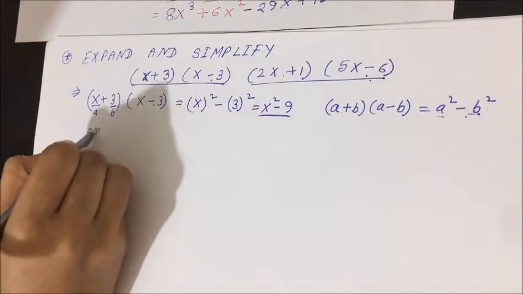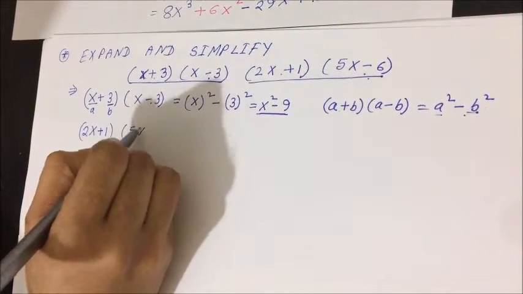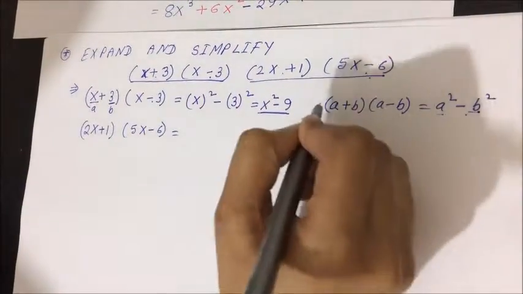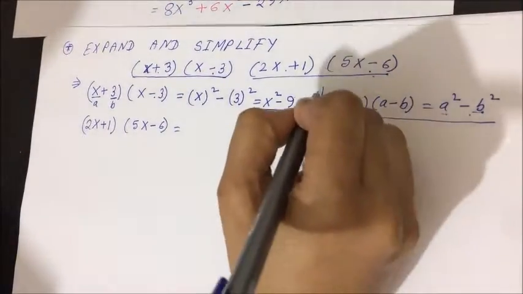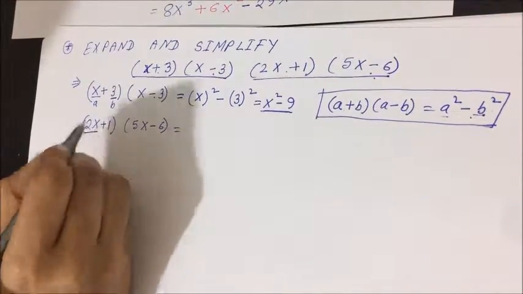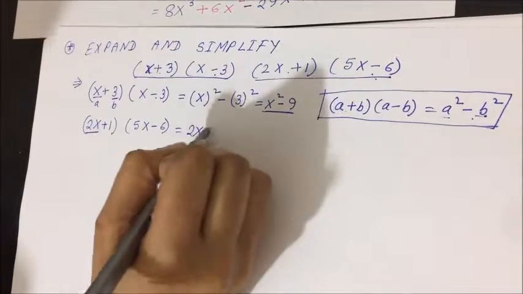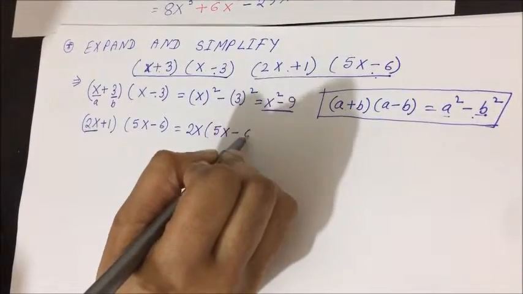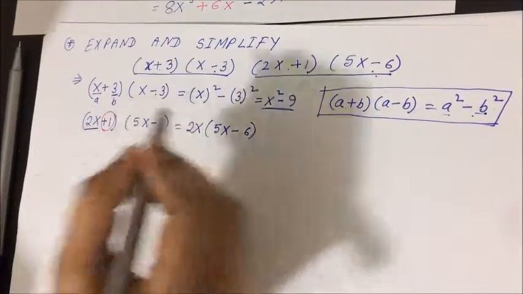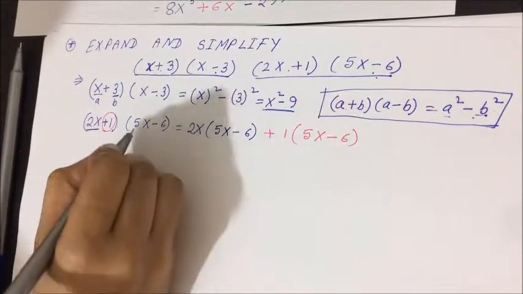The second one is 2x plus 1 multiplied with 5x minus 6. This one we cannot use the formula, so we have to use the previous method. I will take my 2x and multiply with the whole second bracket, 5x minus 6, and the second part of my first bracket, the plus 1, I'll multiply with the whole second bracket.